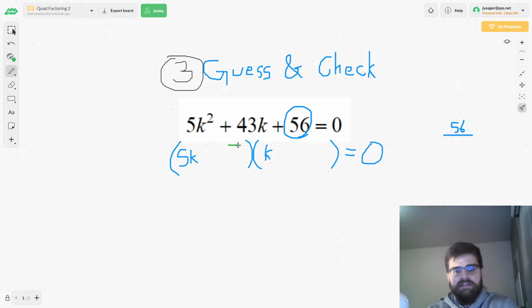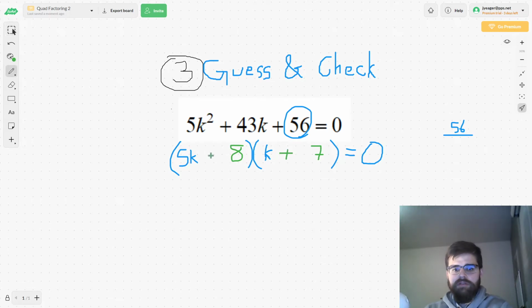First thing that comes to mind is 7 times 8. So you might be thinking that, well, 7 plus 8 is not 43, but this isn't 7 plus 8. Keep in mind when we do our distribution property, we do first times outer, inner times last. So this is 5 times 8, that's 40, plus 7. So 40 plus 7, it's not quite 43, but we're close. Maybe if we switched around to 8 and 7, these are always going to be plus here.